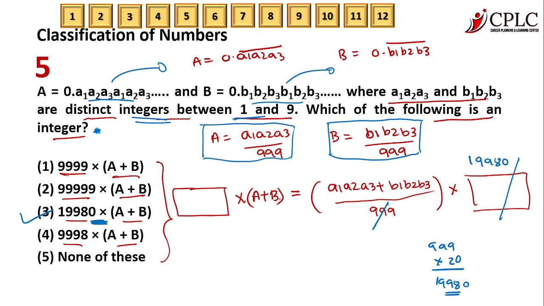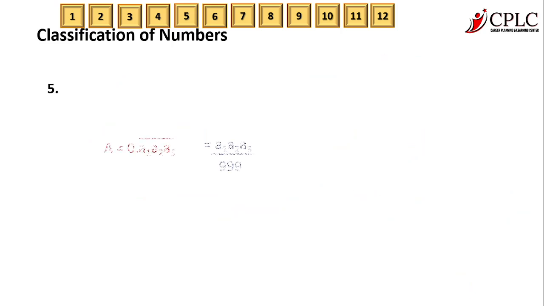So all the options had a plus b. So we also did a plus b, and they want the entire number to be an integer. So whichever number is there, it should be completely divisible by triple nine. Only then that entire expression becomes an integer. This is the way to think about such questions.